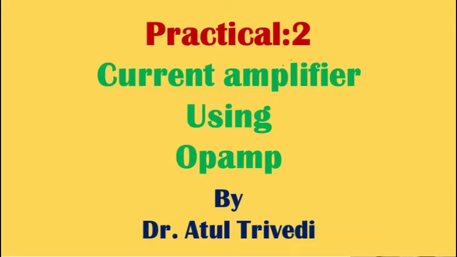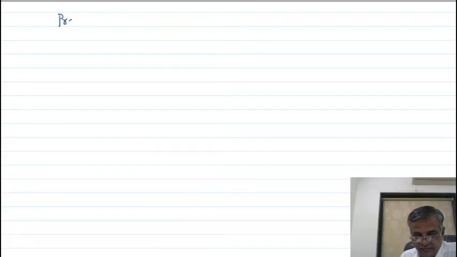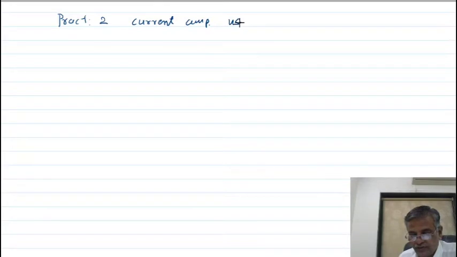Dear student, I am discussing practical 2, current amplifier using op-amp. This practical is in section A, or you can say group A.